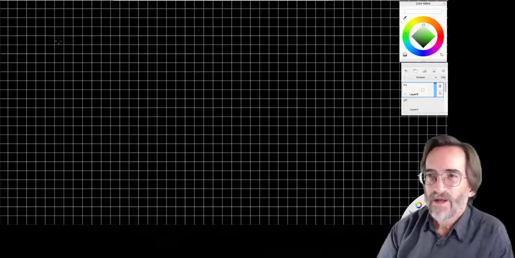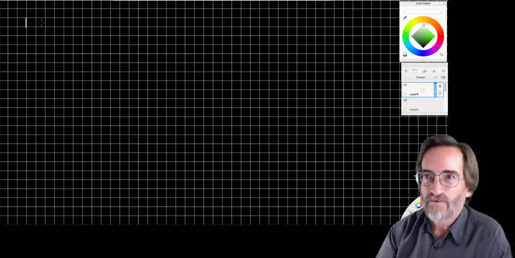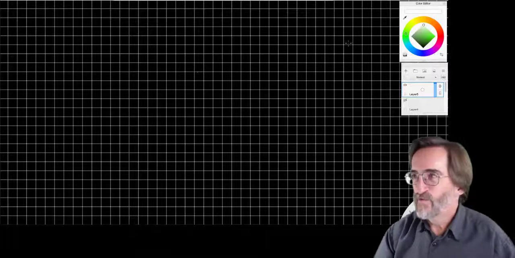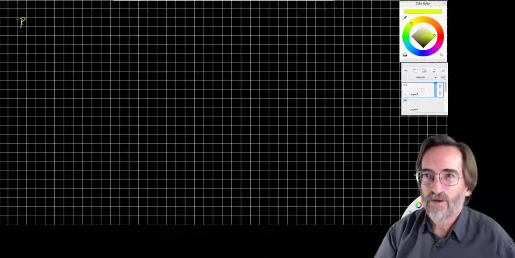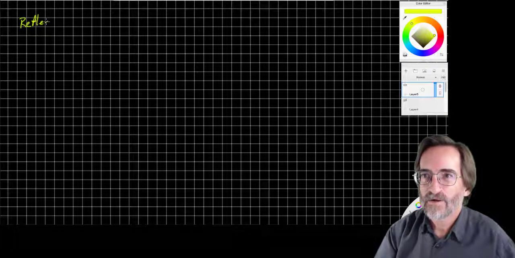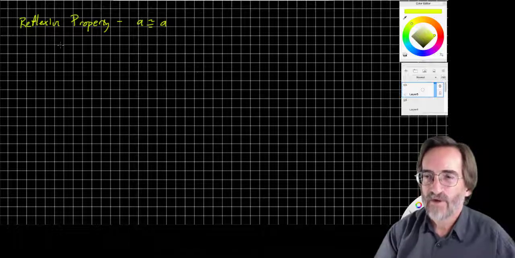All right, and here are the rules that I need you to remember. One is the reflexive property. It's something that you learned before, but you haven't really used it much. The reflexive property says anything is congruent to itself. So A is congruent to A. Anything is congruent to itself. And it's used when you have shared parts.